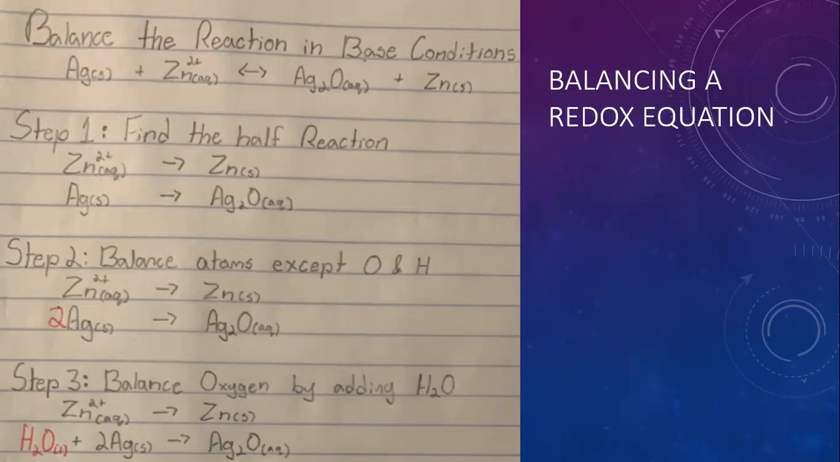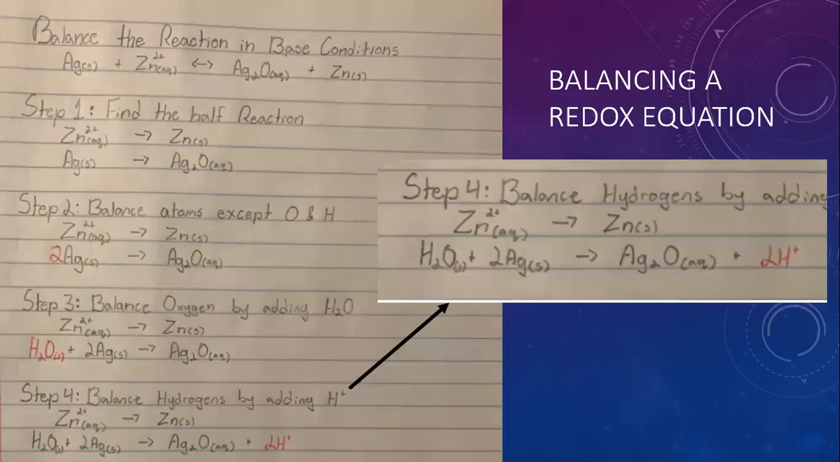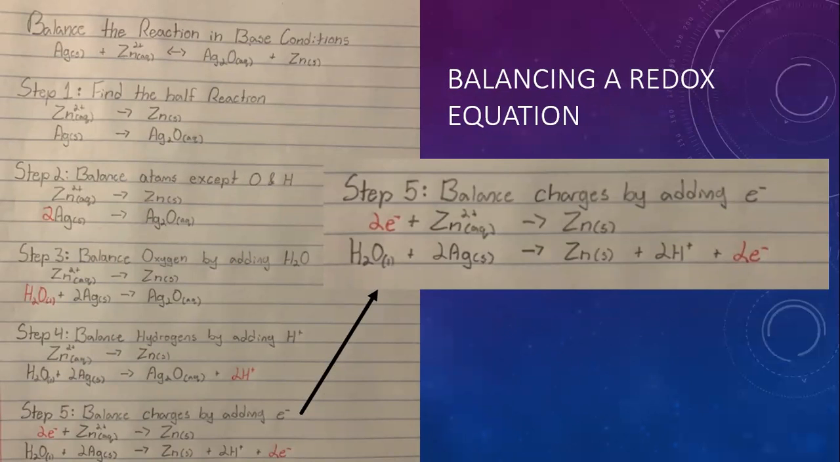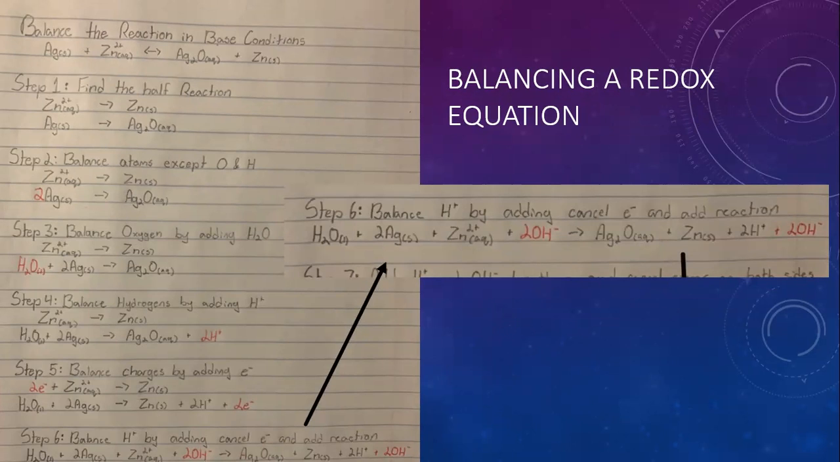Now step 3, balance the oxygens by adding water. Step 4, balance the hydrogens by adding H positive. So as you can see here, you have water, which is H2O, 2 hydrogens. So you add 2 hydrogens to this side. Step 5, balance the charges by adding electrons. Step 6, balance the H positives by adding OH negative, and cancel the electrons and add the reactions.